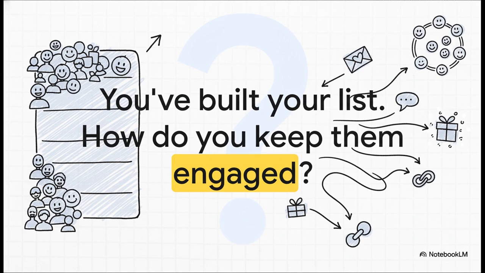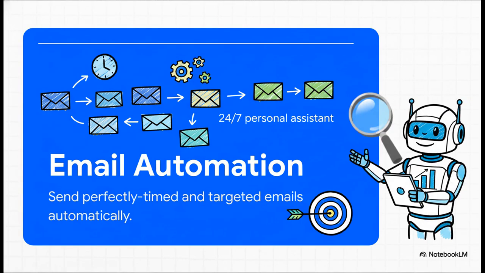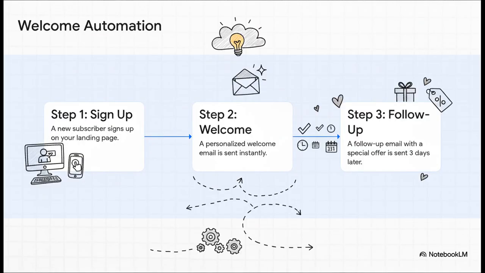You've built your list, now what? How do you keep people interested, engaged, and how do you build a real, actual relationship with them? Well, the secret here is something called email automation. Seriously, think of it like your own personal assistant who's working 24/7. It sends the right message to the right person at exactly the right time, all on its own. It's how you build those relationships at scale without burning yourself out. And let me show you just how simple it can be.